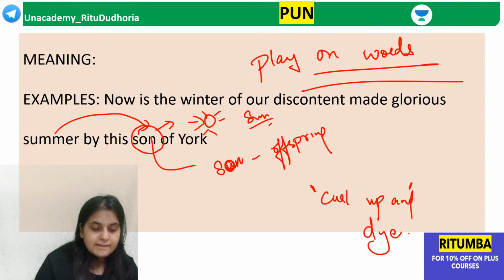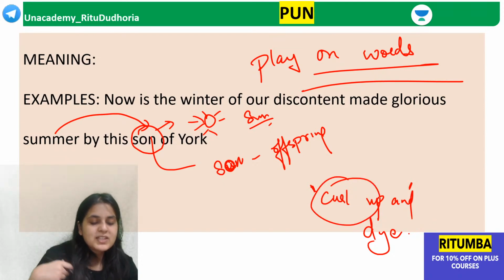Okay, clear? Right. So guys, if you say a salon's name is curl up and dye, so actually when you say curl up and dye, you mean to say curling up your hair and dyeing your hair.